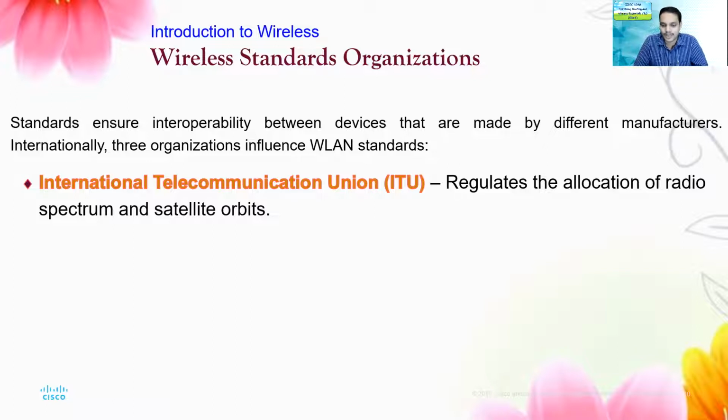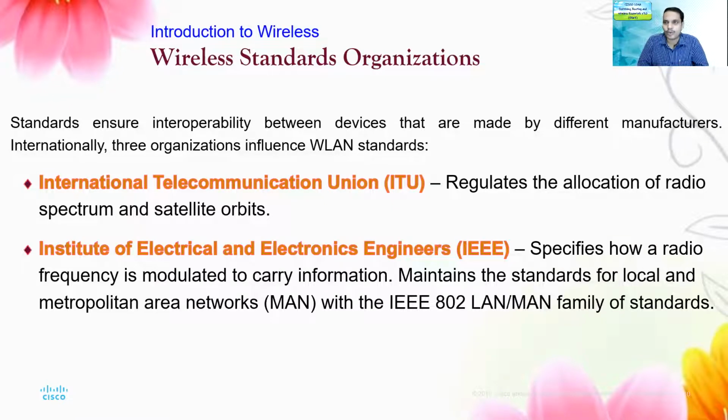Generally speaking, ITU has two branches, ITU-T and ITU-R. ITU-T stands for ITU Telecommunications Sector, and ITU-R stands for ITU Radiocommunications Sector. After ITU, the next thing we talk about is IEEE, the Institute of Electrical and Electronics Engineers. This specifies how a radio frequency is modulated to carry information, and maintains the standards for local and metropolitan area networks, LANs and MANs, with the IEEE 802 LAN/MAN family of standards. All the things that you see, 802.11, 15, 16, all those come from IEEE itself.